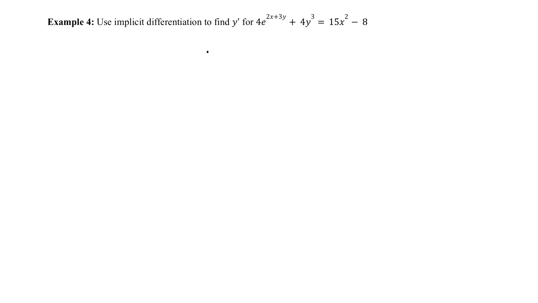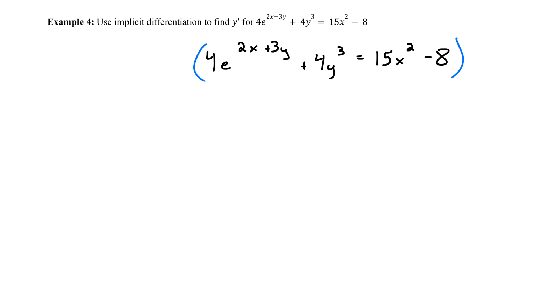Let's go ahead and take a look at one more example here. We're going to use implicit differentiation to find y prime for the equation 4e to the 2x plus 3y power plus 4y cubed is equal to 15x squared minus 8. As usual, my first step, I'm going to take the derivative of both sides of my equation.